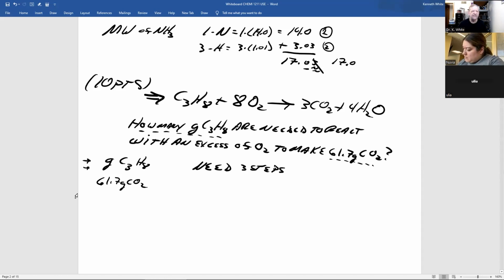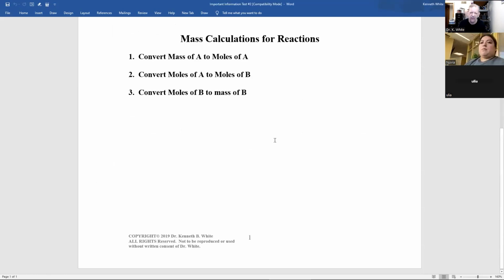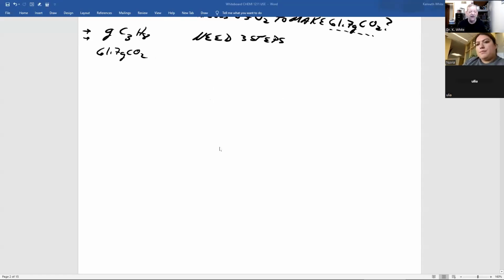In case you forgot, here are the 3 steps. Step 1, mass of A to moles of A. Step 2, moles of A, now that you just calculated, to moles of B. Step 3, moles of B, you just calculated in step 2, you convert to mass, meaning grams of B. Oop, wrong. All right, let's do this stepwise.